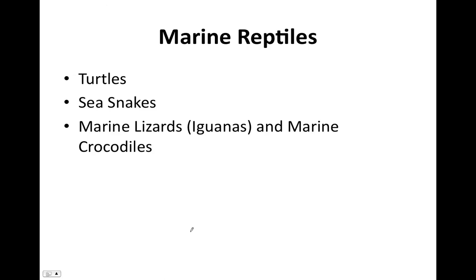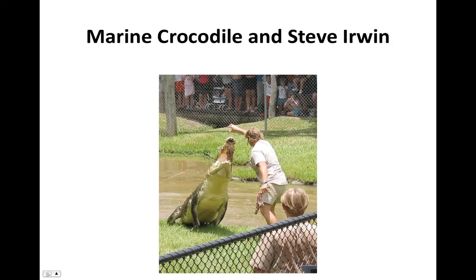So we have fishes, and then we have marine reptiles, another group of Nektons and marine vertebrates. Of the marine reptiles, we have turtles, sea snakes, and marine lizards such as iguanas and marine crocodiles. This is a marine crocodile, and that's with the late Steve Irwin, known as the crocodile hunter. And so marine reptiles, there's not too many of them. Those are the reptiles that are adapted to live in salt water.